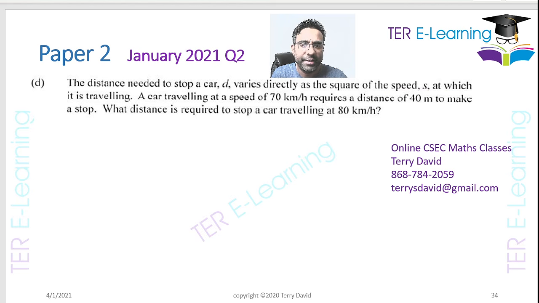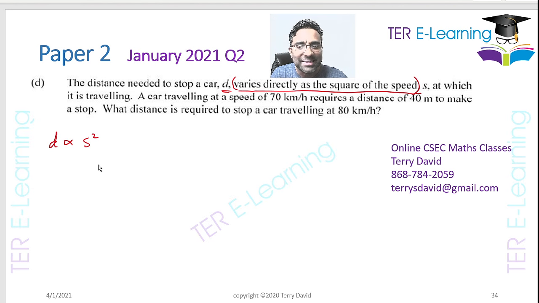The next part here now has to do with variation. So this says the distance needed to stop a car, d, varies, so this is important to us, varies directly as the square of the speed. So what that means is that d is proportional to the square of my speed. So I'm translating these words here, right, into an expression. D is proportional to s squared.